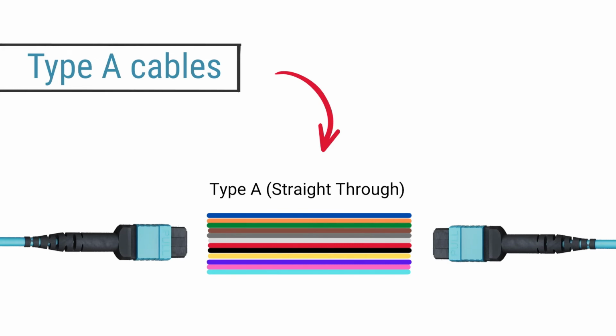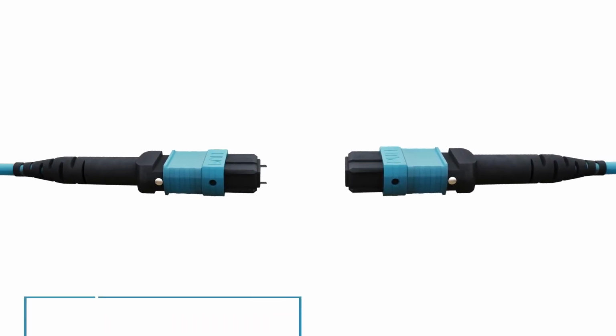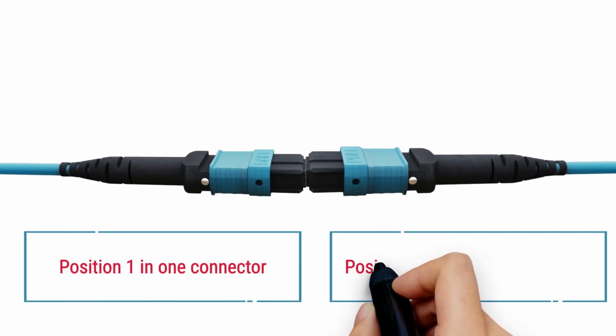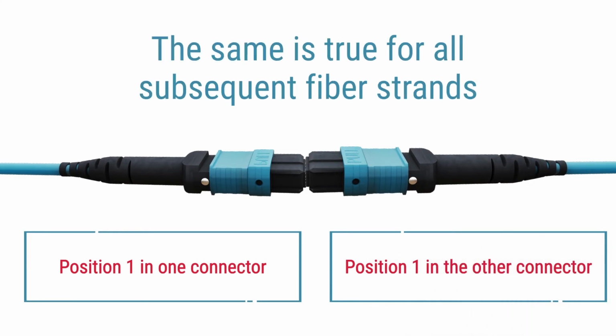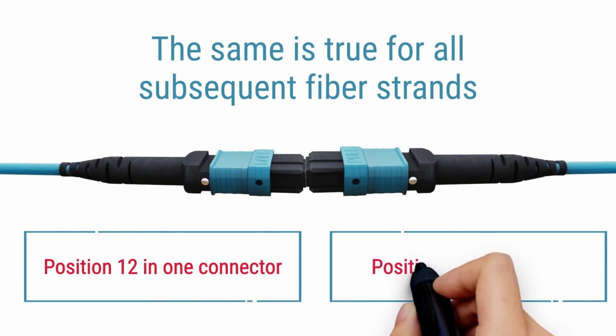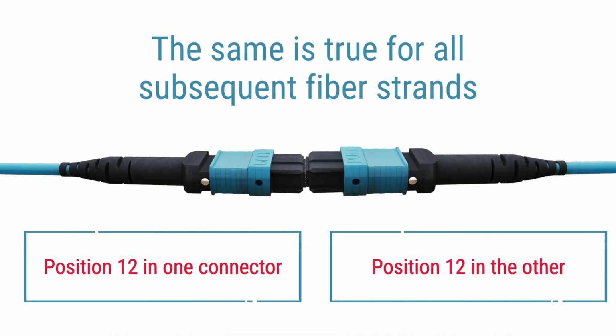Type A cables are also known as straight-through cables. In these cables, position 1 in one connector maps to position 1 in the other connector, and the same is true for all subsequent fiber strands. So position 12 in one connector maps to position 12 in the other.